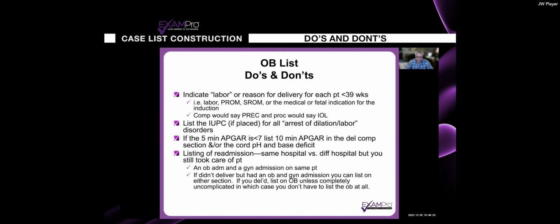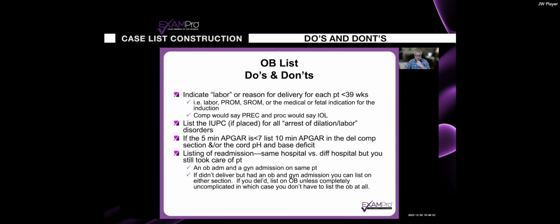If you did do the delivery, list it on the OB list again, unless completely uncomplicated. So again, if she had an OB admission, like the patient that was displayed before who came in at 29 weeks with rupture, that would be a patient you'd actually have to list on your OB list. And whatever GYN, you'd have to say, readmitted 3 months later for tubal ligation, what have you.